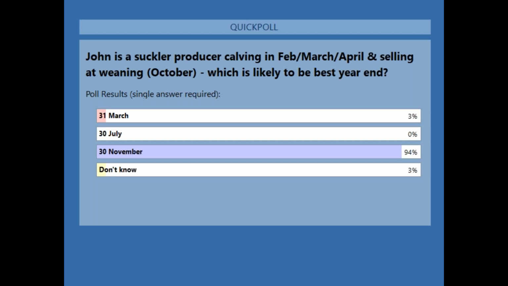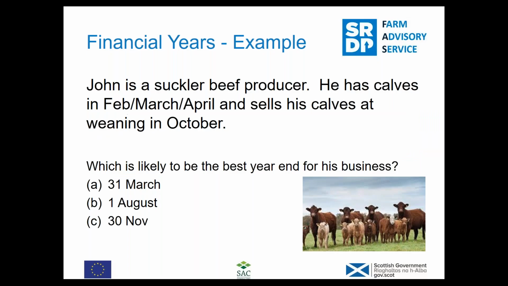The 1st of August wouldn't make much sense because he's going to have a calf crop nearly ready for sale, but not quite. He's probably going to be well suited with a 30th of November year end. A lot of the costs associated with these cows, just before they calve and for the winter housing period, will be incurred within the same financial year that their calves are sold. The calves are born and sold all within the same financial year. So it will suit his business quite well to have the 30th of November year end date.